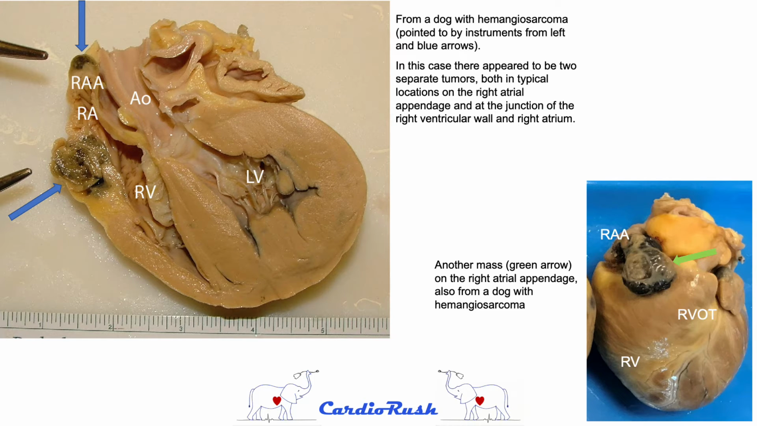On echo, we would be able to identify pericardial effusion in most cases. These masses are hard to image if you don't have pericardial effusion. And pericardial effusion could lead to cardiac tamponade, which might lead to collapse, or it might lead to right-sided congestive heart failure.